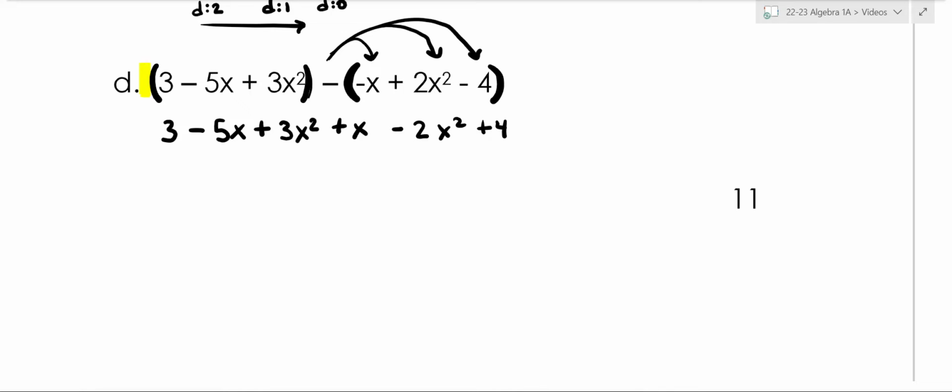All right, I take a quick scan. 3 minus 5x plus 3x squared plus x minus 2. These are the highest exponents, right? So now I look at the coefficients and I see a +3 and a -2. And so my brain is thinking +1. And so we don't write 1x squared. We're big kids, so we're just going to write x squared. Okay, done.